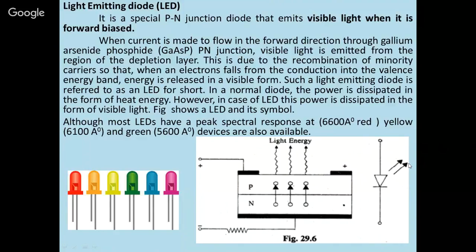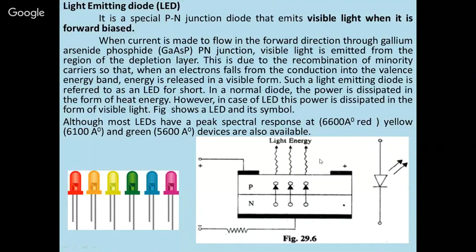However, in the case of an LED, for example, in a normal diode, what happens? The power is dissipated in the form of heat energy. When the diode is forward biased, it starts conduction, but when current flows in the diode, the energy is dissipated in the form of heat. In the LED, the power is dissipated in the form of visible light, as shown.